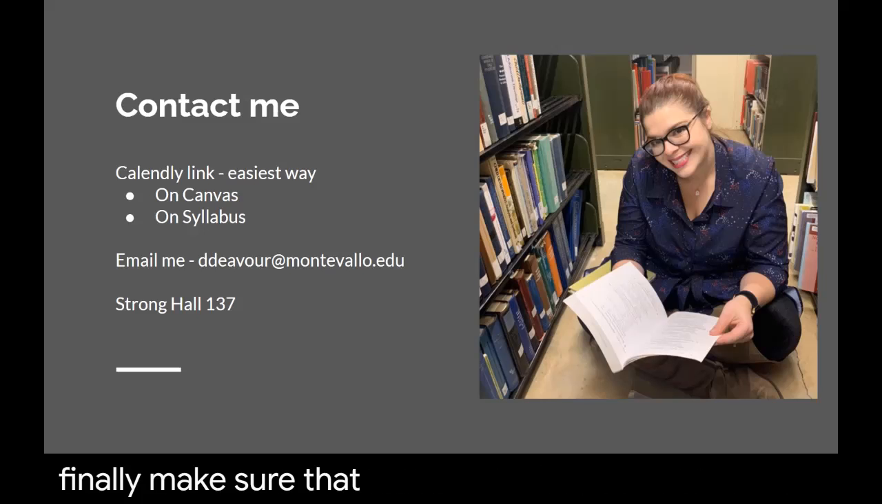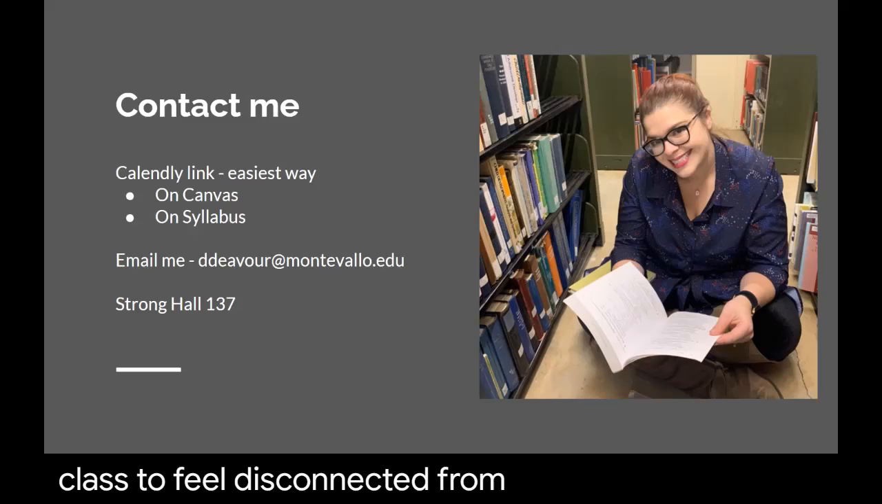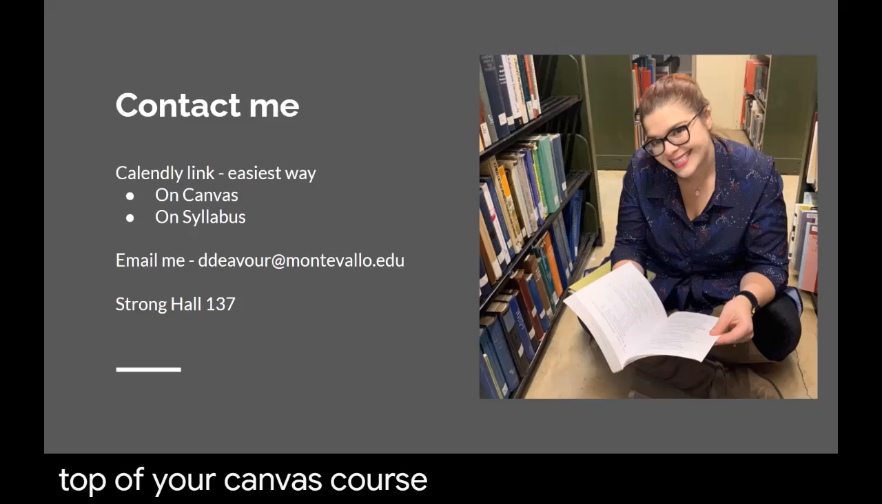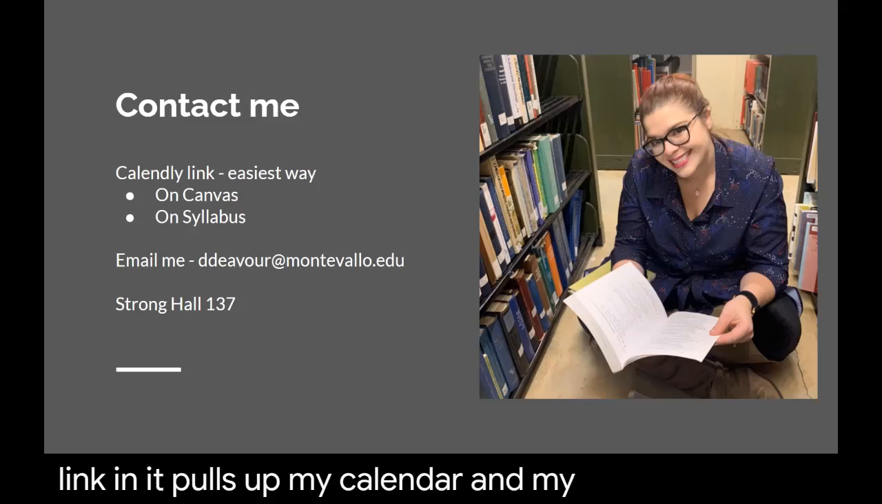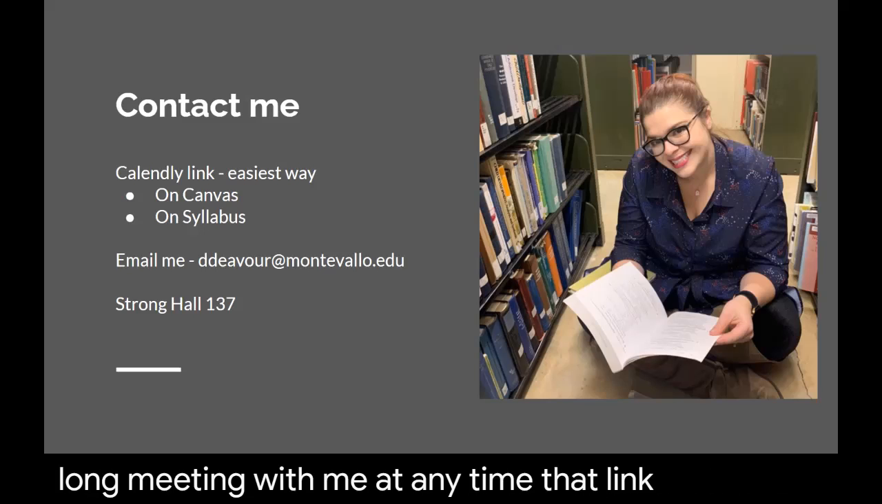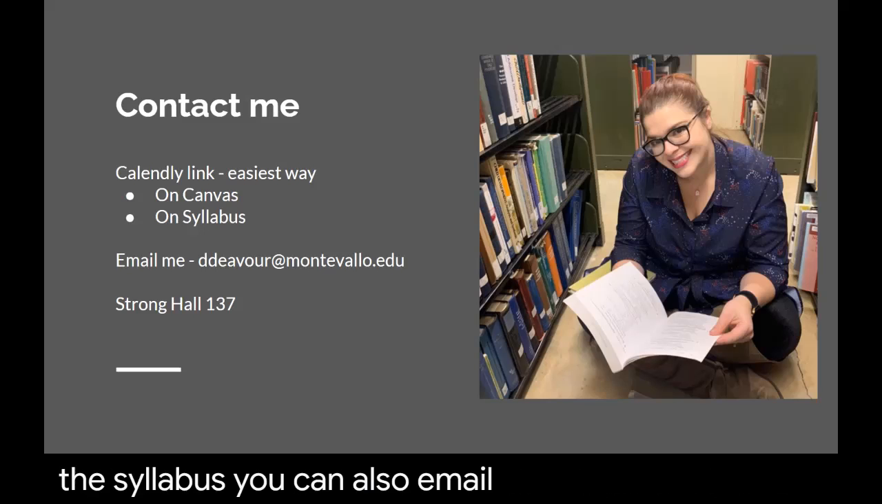Finally, make sure that you're reaching out to me. I know it can be difficult in an online asynchronous class to feel disconnected from your professor, but I am here and I want to help. I have a Calendly link at the top of your Canvas course where it says schedule an appointment with your instructor. Just click that link and it pulls up my calendar and my availability. That way you can schedule a 15, 30-minute or even hour-long meeting with me at any time. That link is also in the syllabus. You can also email me or use the chat feature within Canvas.